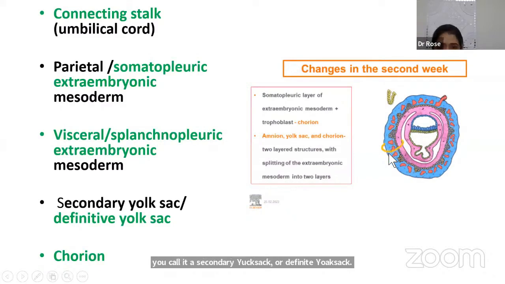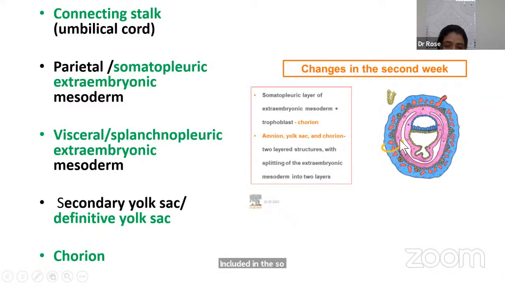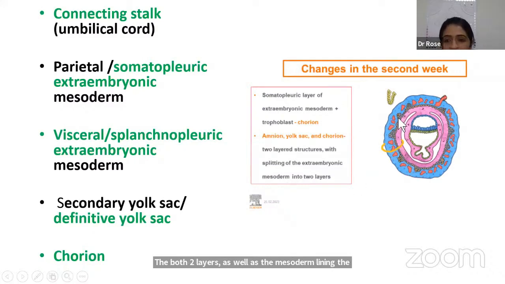And what do you mean by a chorion? Chorion is nothing but the trophoblast, both the cytotrophoblast and syncytial trophoblast, along with this somatopleuric extraembryonic mesoderm. So you might get a question on the chorion definition: what are the structures included in the chorion? The trophoblast, both the two layers, as well as the mesoderm lining, which is the somatopleuric extraembryonic mesoderm. And you have the amnion, which covers the amniotic cavity. Then you have the yolk sac. All these are extraembryonic structures.